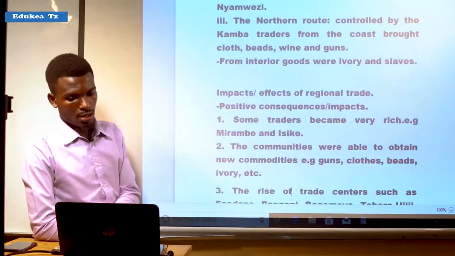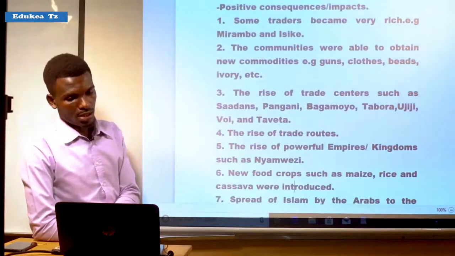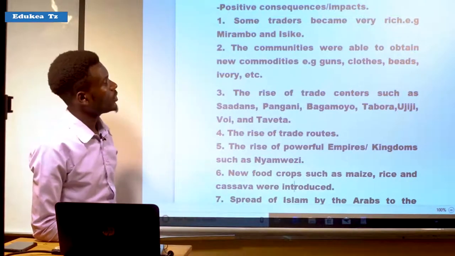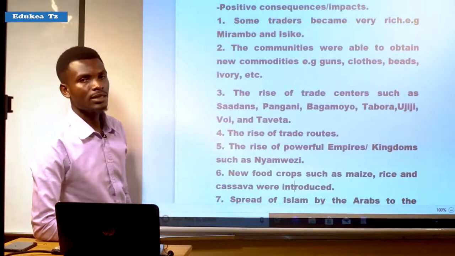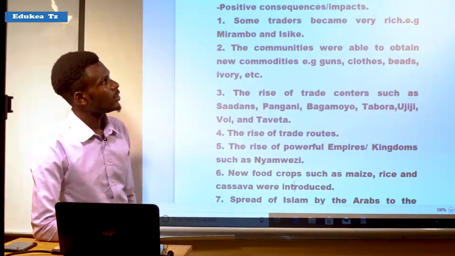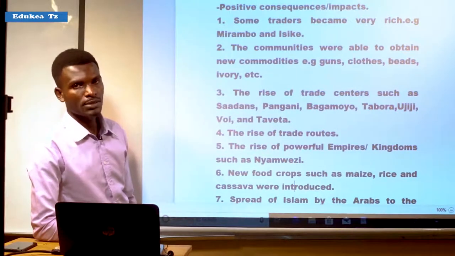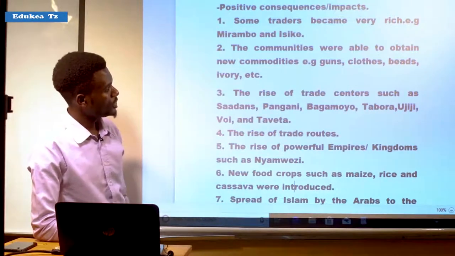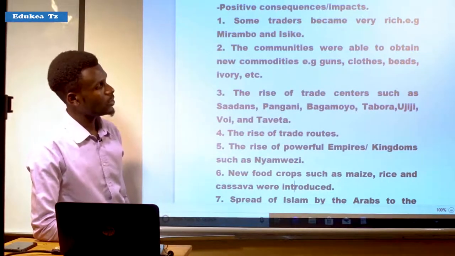So that was all about the long distance trade. Let us now see the impacts, or effects, of regional trade. Let us start with the positive consequences or impacts.